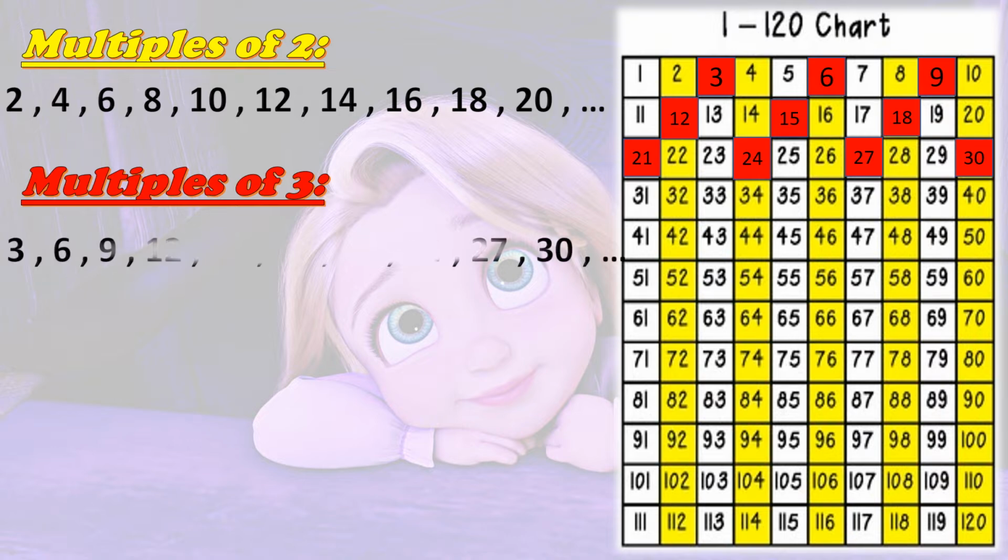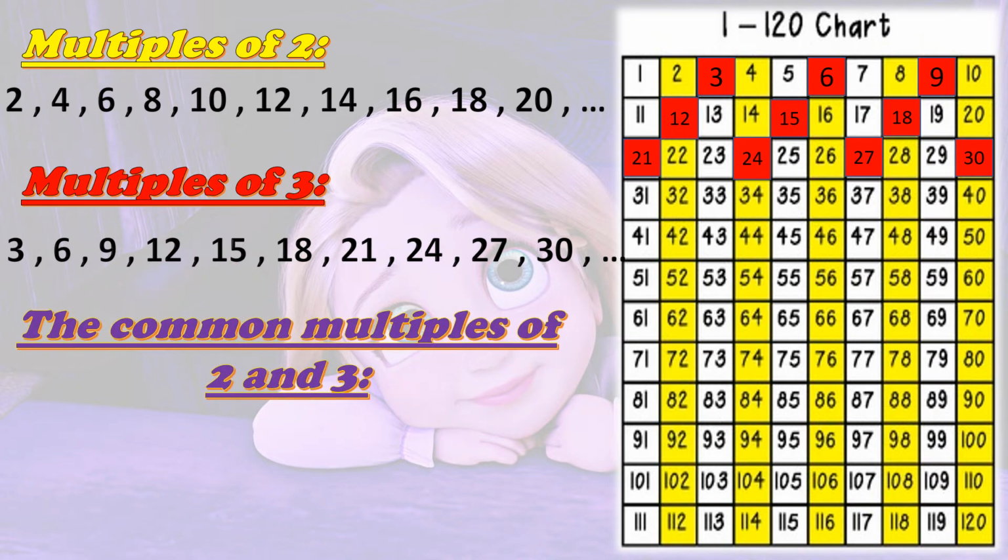I will write here the first also 10 multiples of 3, which is 3, 6, 9, 12, 15, 18, 21, 24, 27, 30, and so on.